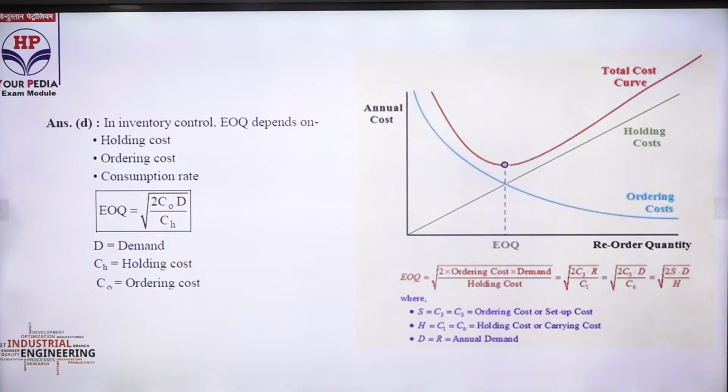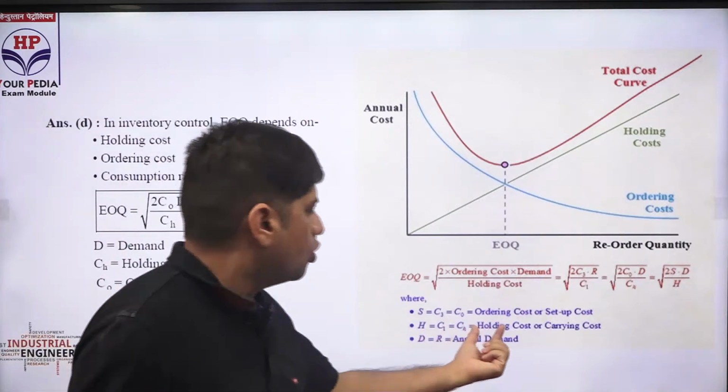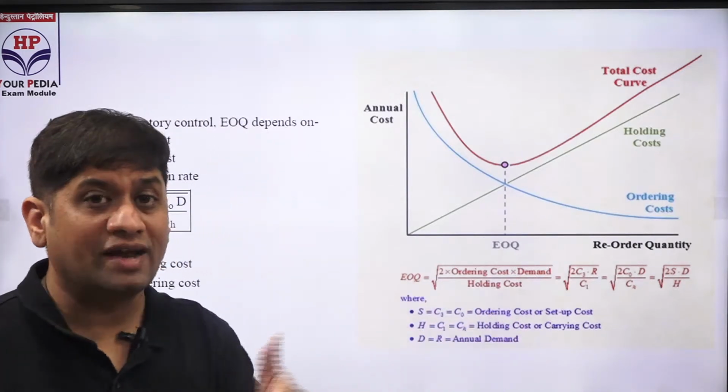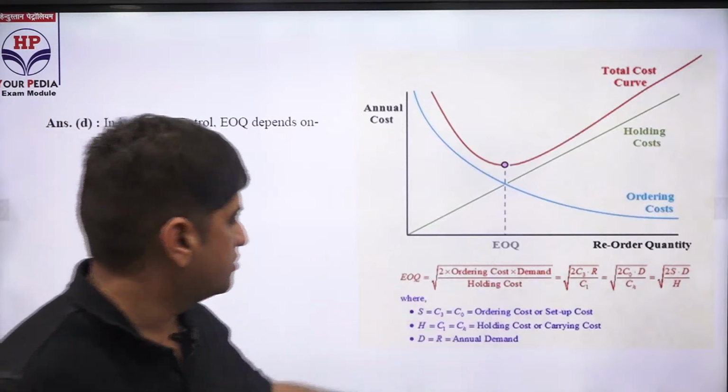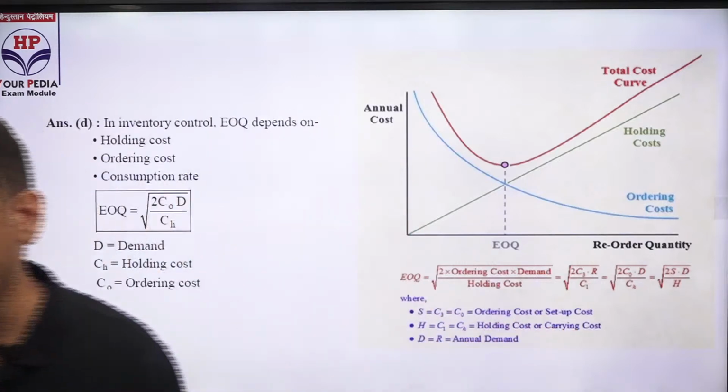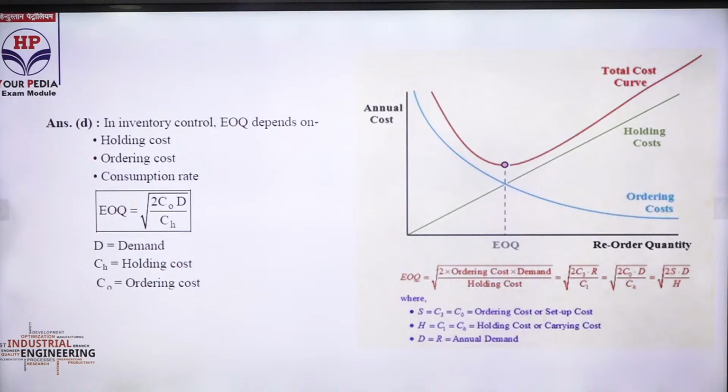So now you see this setup cost, ordering cost is also called setup cost. Holding cost is also called inventory cost. Sorry, your inventory management cost or carrying cost, inventory carrying cost. So there are different names for this. Understand that. And this demand is an annual demand.